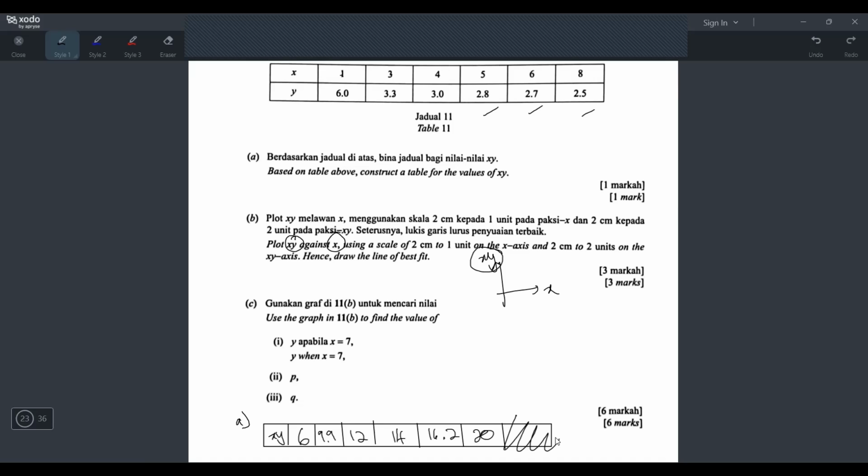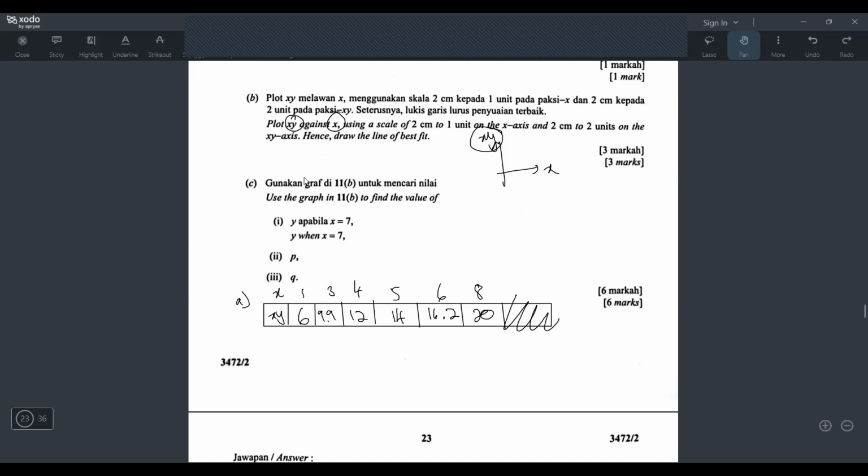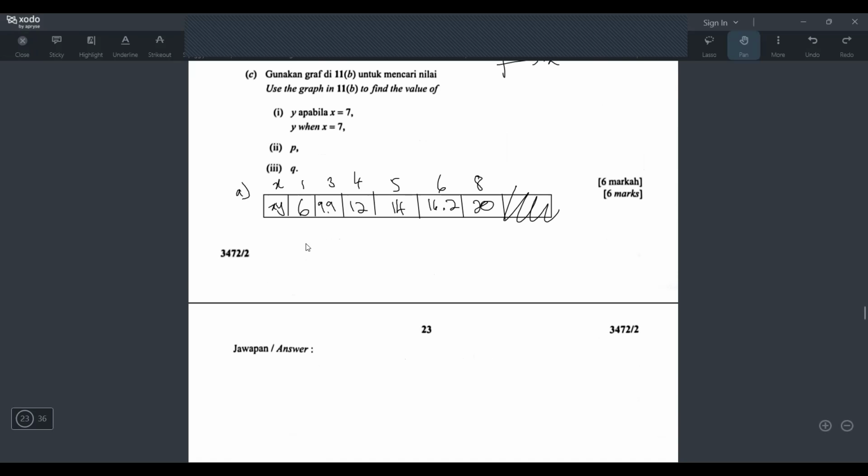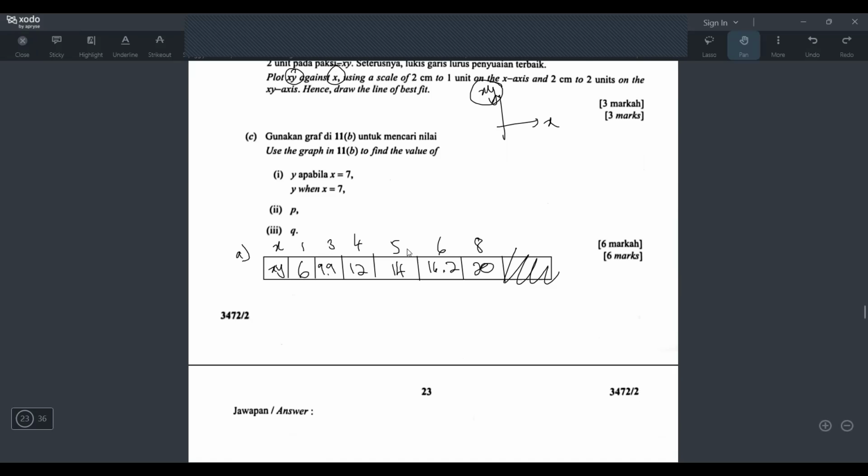Excuse me. Okay, so now you can start to do part B, which is to plot the graph, right? And then draw the line of best fit. But before you do that, we all know the new x-axis is x, the new y-axis is xy. And to make my plotting process easier, because later when I plot, I have to look at the table, right? I'm going to write the value of x here also, which is 1, 3, 4, 5, 6, 8. Because later when I plot, I can just refer here and everything is easy, right? So the first point is 1, 6, 3, 9.9 and so on.